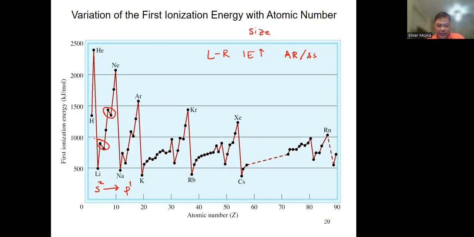Tapos ito naman yung transition from what? A P3 to P4. So you have it like this. So meron a little bit of anomaly, but if you're going to look in general, it is increasing. Now, how about the top to bottom? What do you think happened to ionization energy?